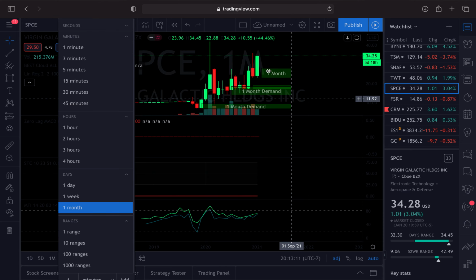So now we finished the monthly. There are no supply zones for me to show you. So these are the monthly supply zones. These are areas of major support. Now we go to the weekly.